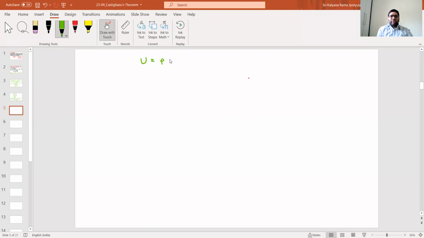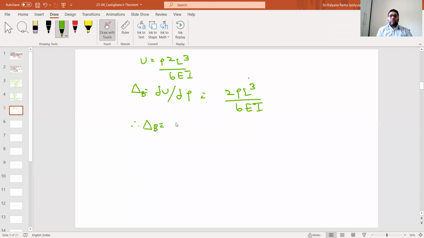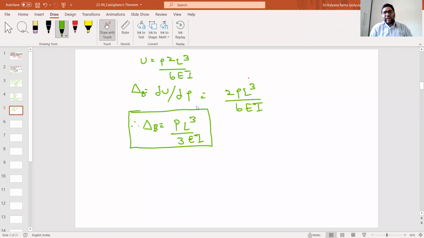So U is equal to P squared L cubed by 6EI, and delta is equal to partial U by partial P. That means 2PL cubed by 6EI, so differentiating P squared will give 2P. Therefore, delta B, to be precise, is equal to PL cubed by 3EI. So this is the deflection of a cantilever beam with a point load at free end.